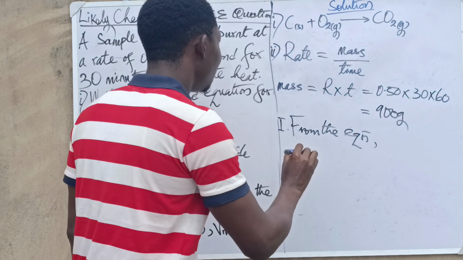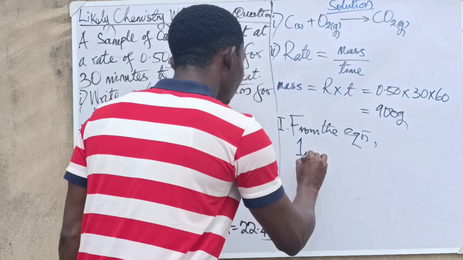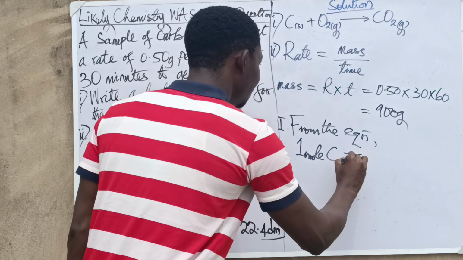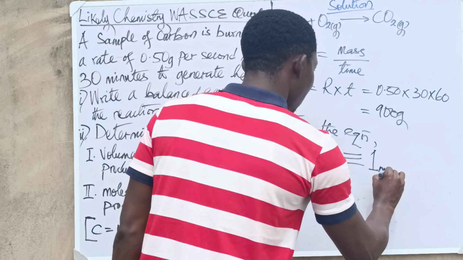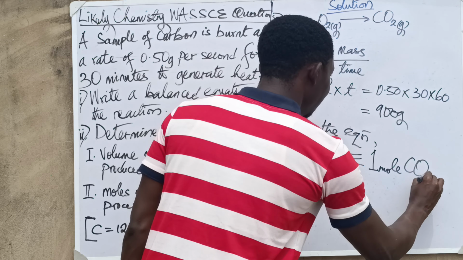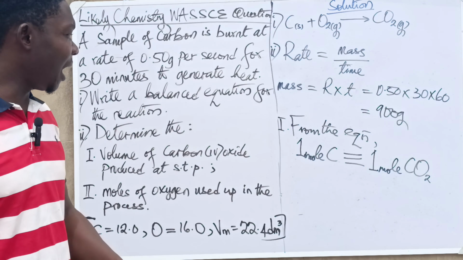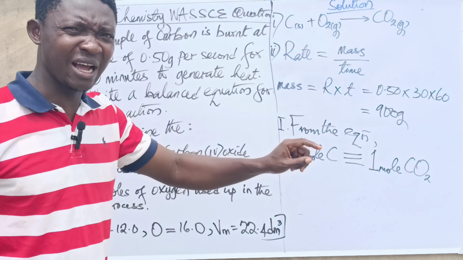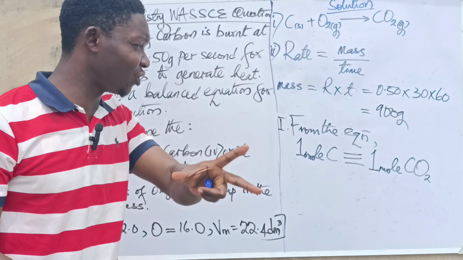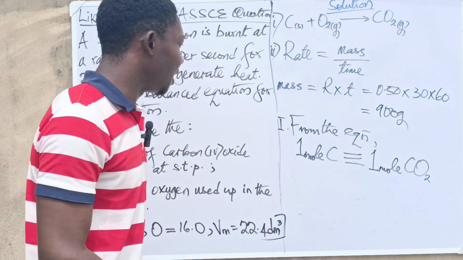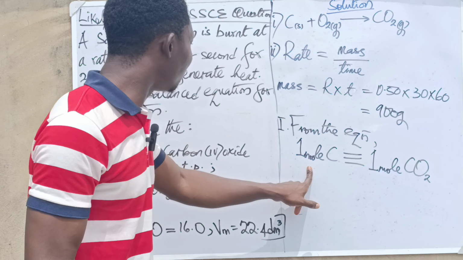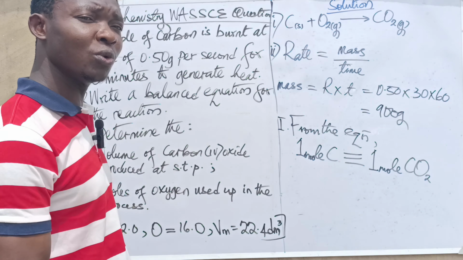We'll have it that 1 mole of carbon burnt to give us 1 mole of carbon IV oxide gas. Okay, I don't want to speak too much grammar here because that won't really give us any extra score. Just make it simple and concise. And from here, 1 mole of carbon in grams is equivalent to what?